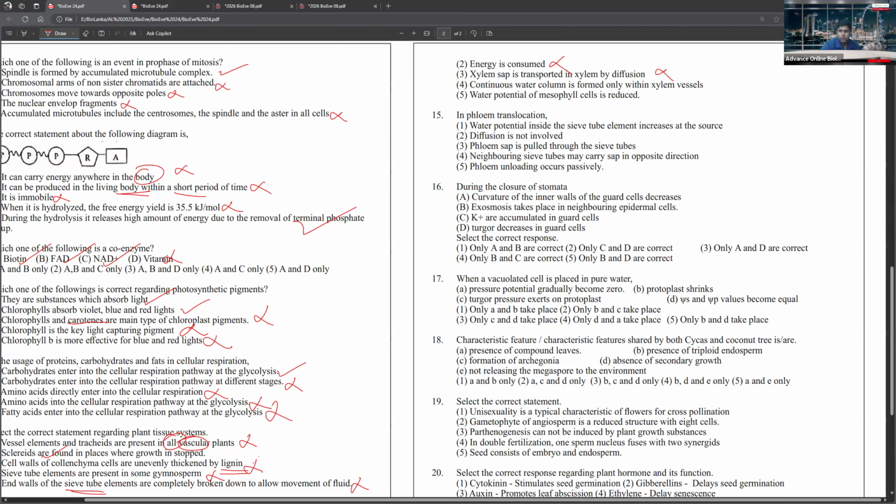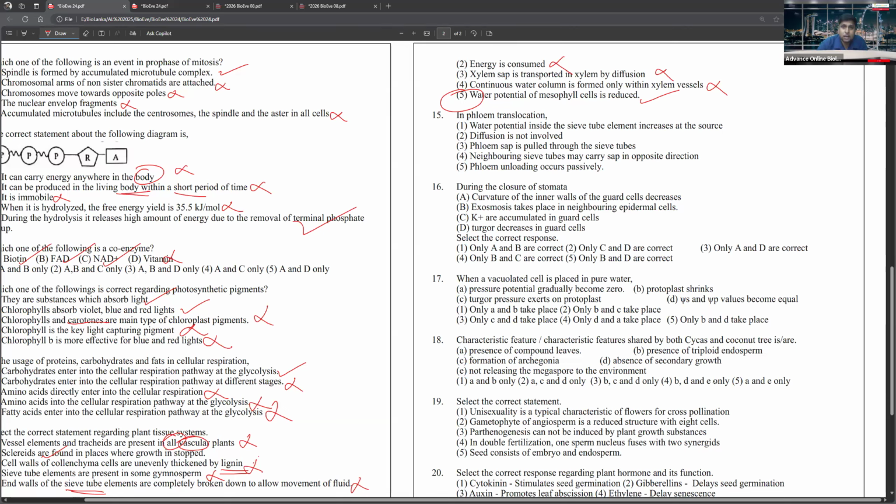Continuous water column is formed only within the xylem vessels. Water potential of mesophyll cell is reduced. Not only within the xylem vessel, no? Apoplastic pathway, neither. Continuous water column present. So I think we can go with the fifth one.